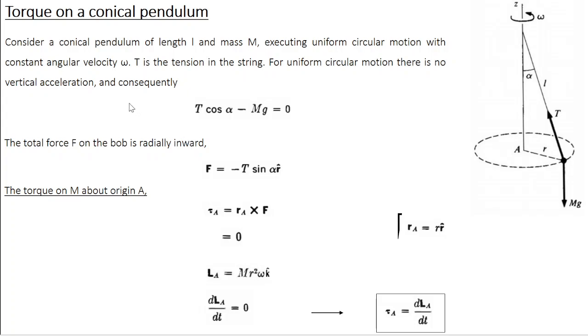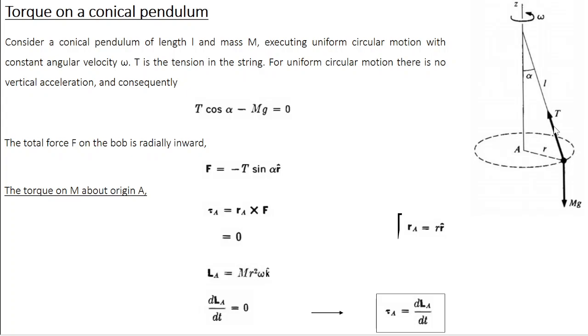So we are already familiar with this system. There is a conical pendulum of length L and a mass m is attached to it, and it executes uniform circular motion with constant angular velocity omega. And what are the forces acting on this mass? There is weight mg acting in the downward direction, then there is tension T which is acting along the string in the upward direction.